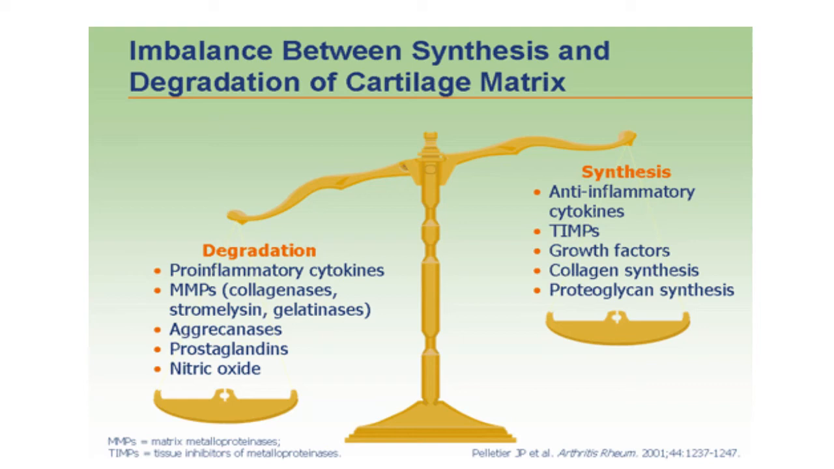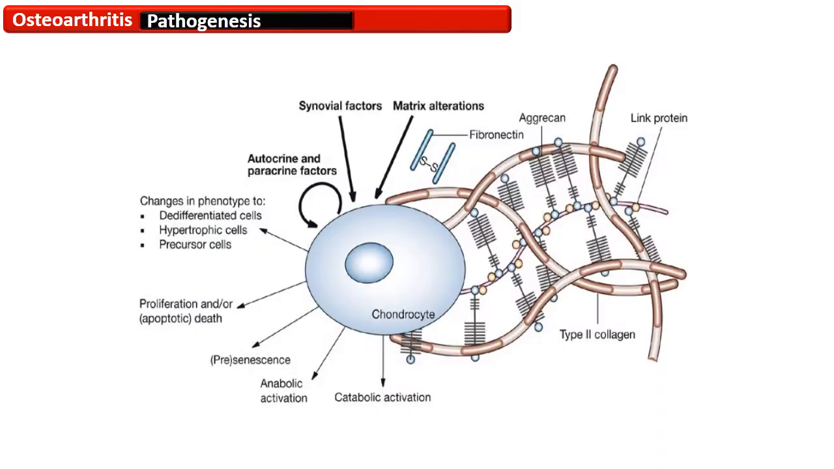So this imbalance between synthesis and degradation of the cartilage matrix is due to increased degradation by pro-inflammatory cytokines, matrix metalloproteinases such as collagenases, stromelysin, gelatinases, aggrecanases, prostaglandins or nitric oxide, while synthesis of anti-inflammatory cytokines, tissue inhibitor of matrix metalloproteinases, growth factors, collagen synthesis and proteoglycan synthesis is decreased. Altered by synovial factors or matrix alteration, the chondrocyte, which is linked with a cornucopia of matrix elements, is pushed to a plethora of abnormal cellular responses which are made by changes in metabolism or phenotype. Number of cells is also altered by proliferation or apoptosis, and senescence may lead to loss of chondrocyte function.